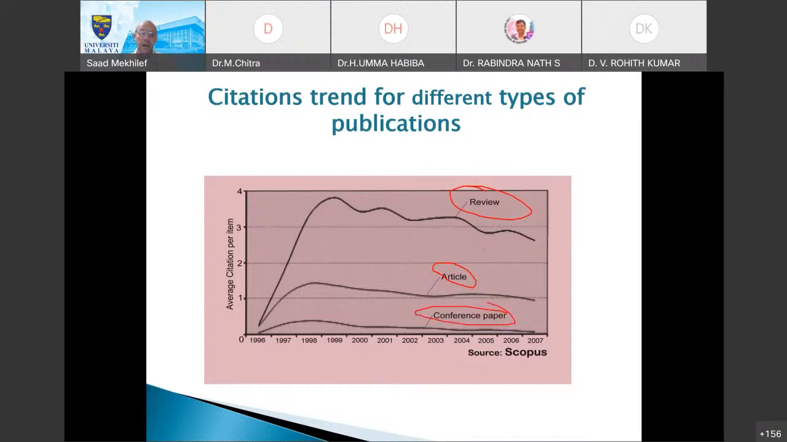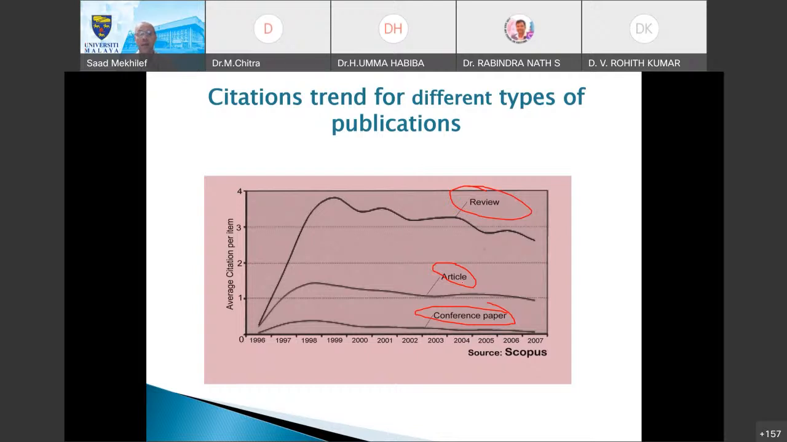So this is a study done by Scopus on the citations. What is the average citations per paper? Comparing these three, 99% of the papers are either reviews, articles, or conference papers. What they found is that the highest number of citations is usually for review papers. Review papers tend to attract more citations compared to original articles and conference papers. Conference papers are the lowest, followed by original articles, and then review papers as the highest.